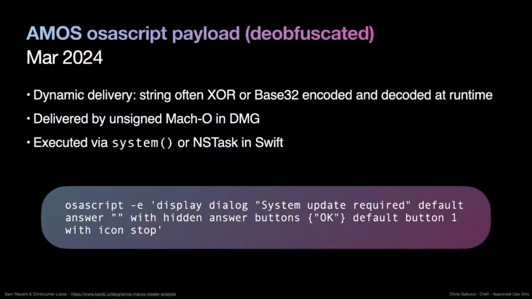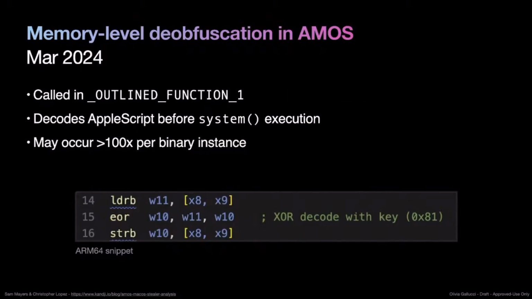This specific string was decoded at runtime from a base32 blob. It creates a dialog box that says system update required with a password prompt. When the user submits input, Amos logs it and sends it off via HTTPS to a C2 server. These strings are rarely visible statically due to the encoding and then the memory-layer decoding. So right here you can see that Amos is trying to use runtime decoding to then evade static analysis.